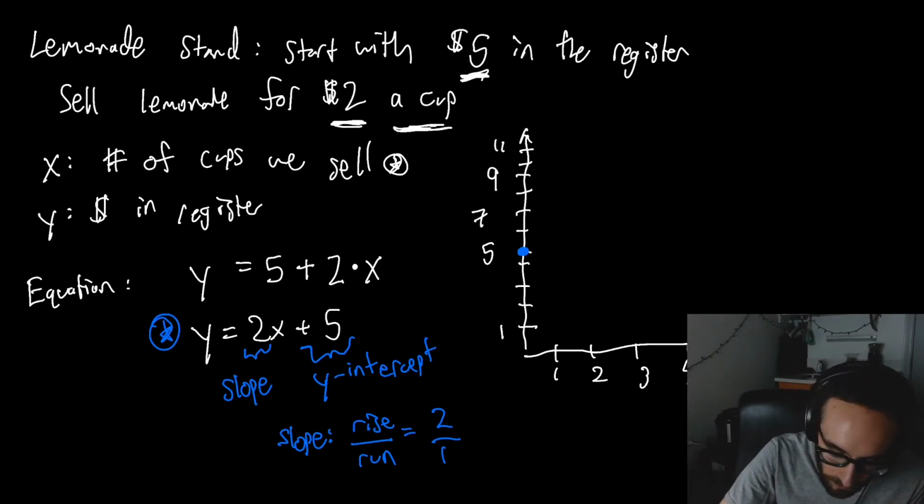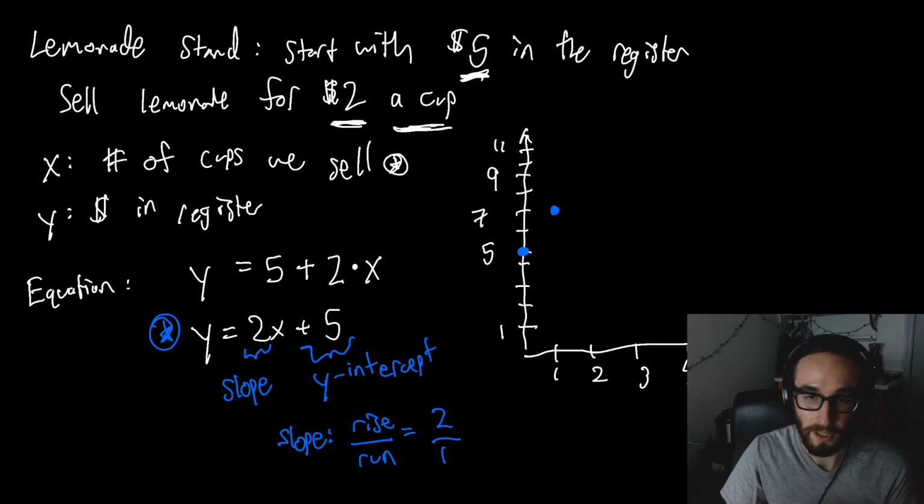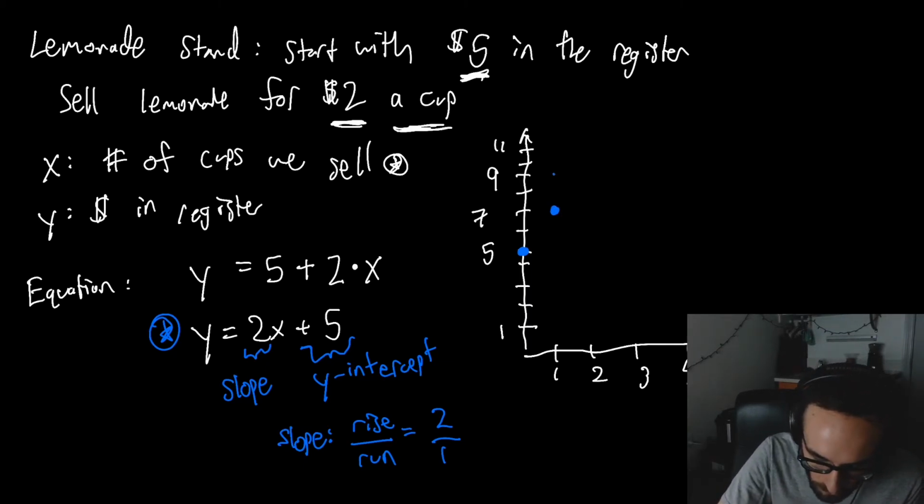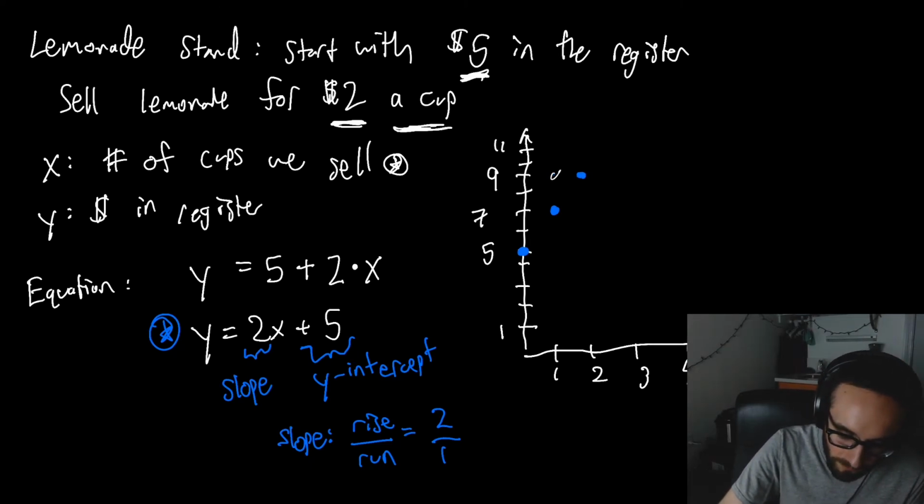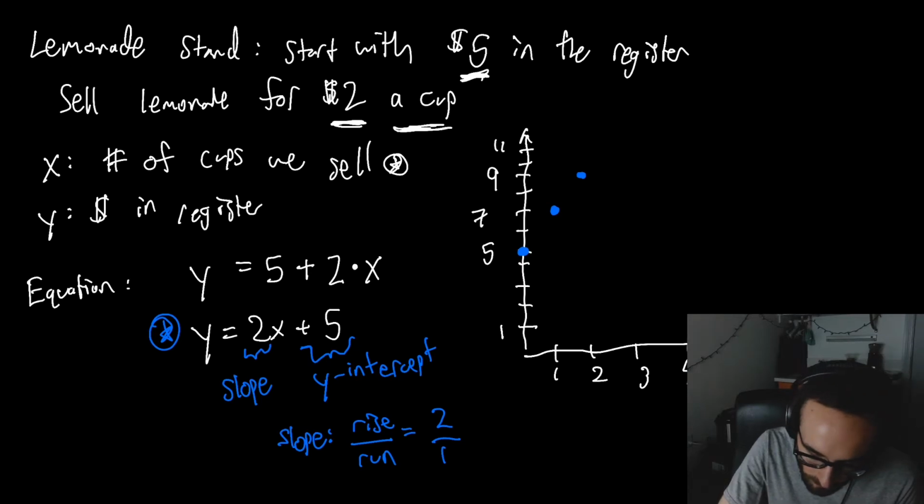on our graph. So 5 plus 2 is 7, and we go to the right 1. So positive 1, 7 is our other point. Then we go up another 2 to get to 9, and we go to the right 1 to get 2, 9. And again, we go up to 11 to the right 1 to get 3, 11.